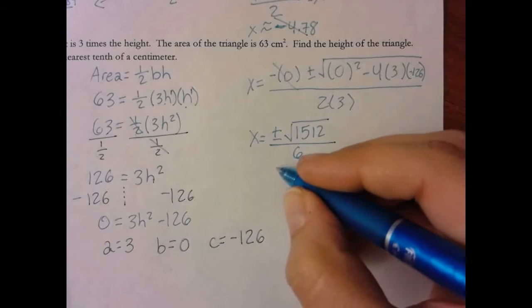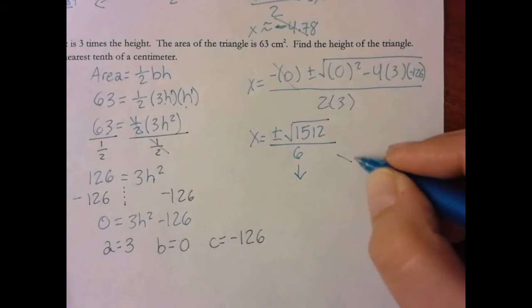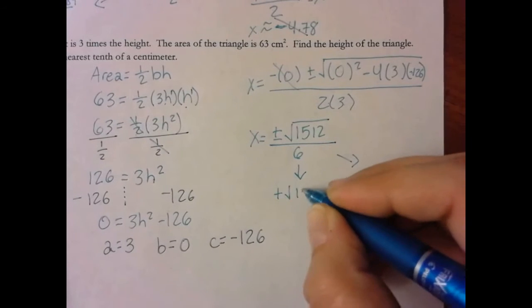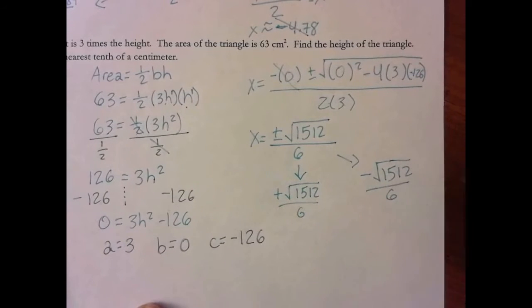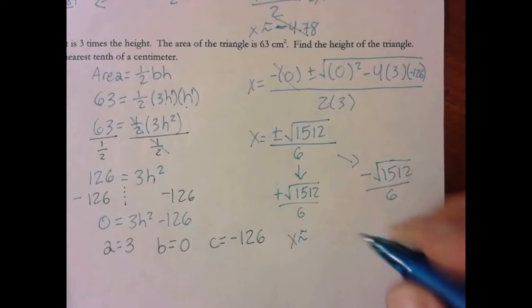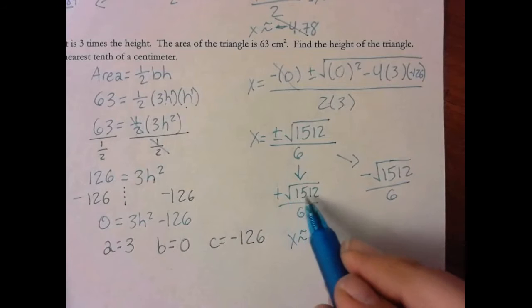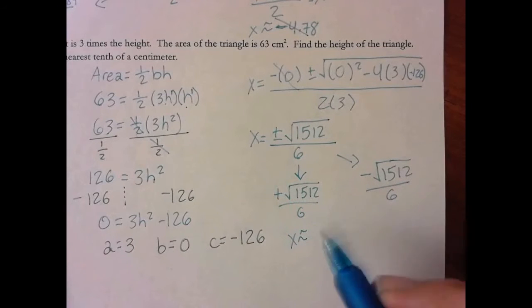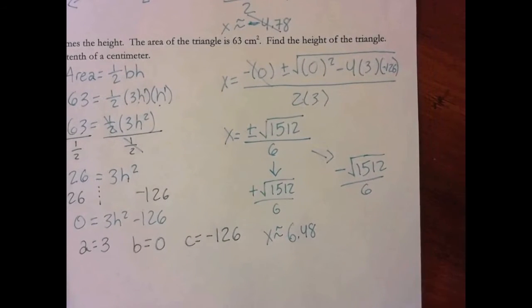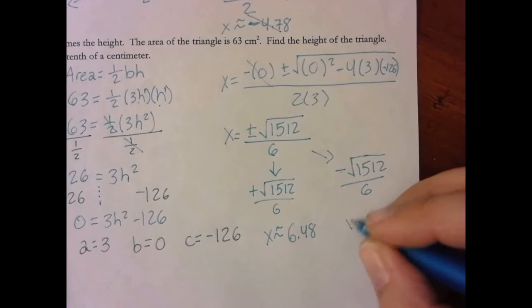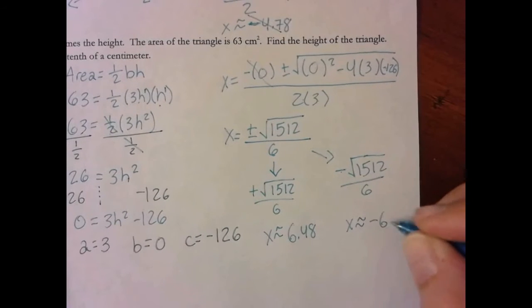All right, we need to split this into two problems. One of them is positive square root of 1,512 over 6. And the other answer is negative square root of 1512 over 6. So here, you just put this in your calculator, do square root of 1,512, hit enter, then divide by 6. That'd be about 6.48. And then again, in your calculator, put negative square root of 1,512, hit enter, then divide by 6. You get x is approximately negative 6.48.